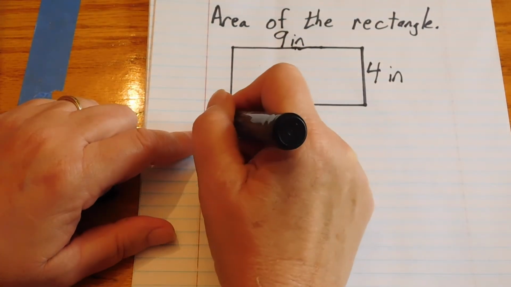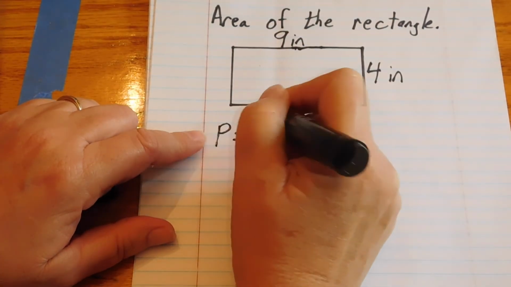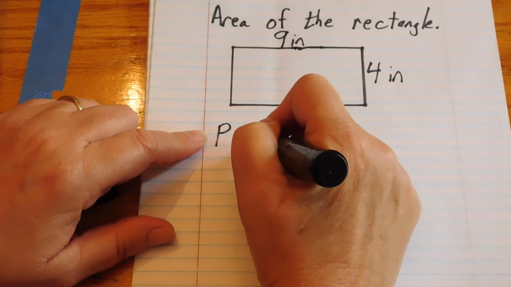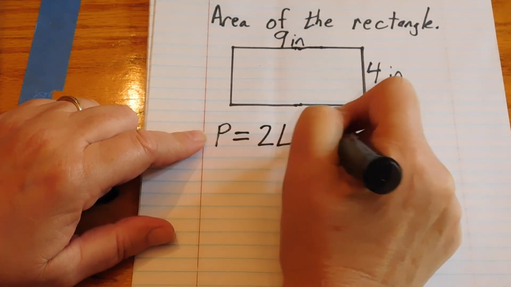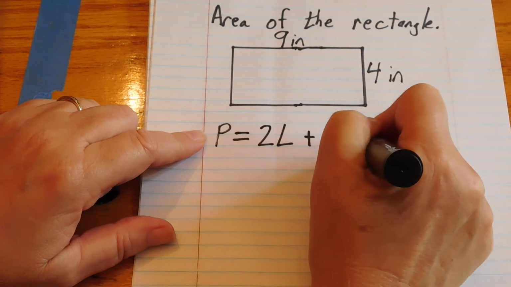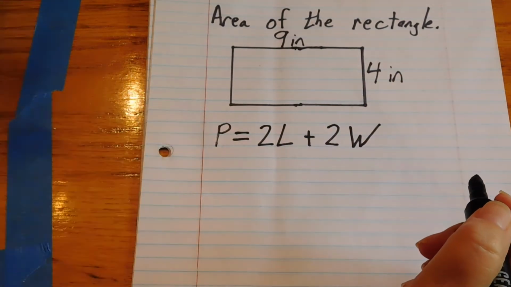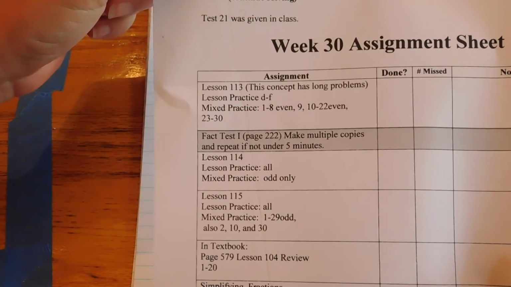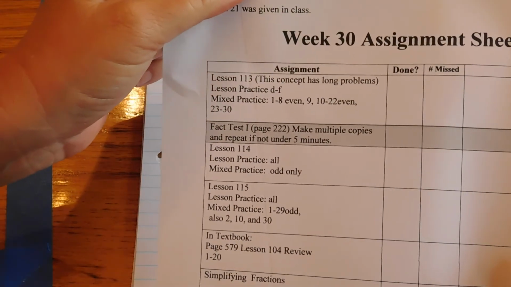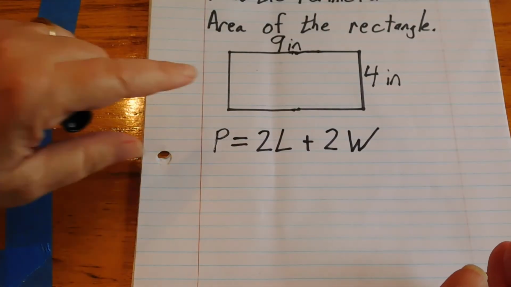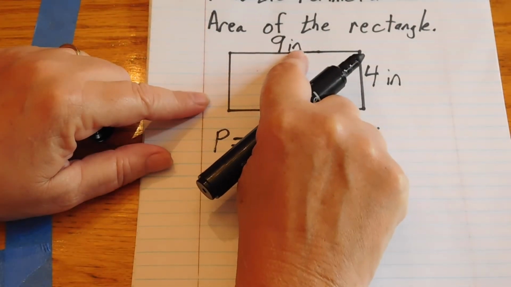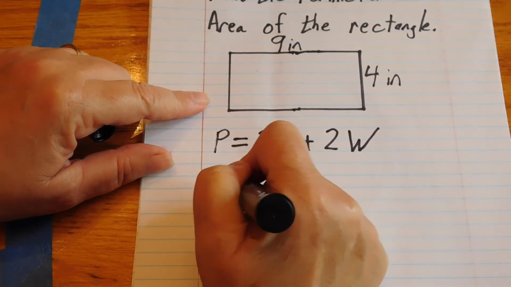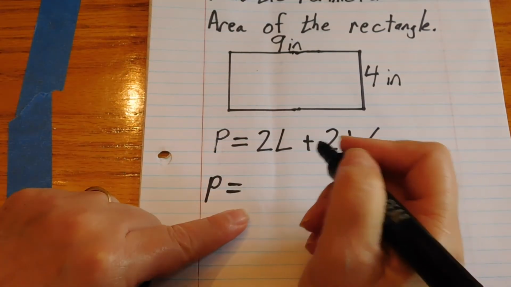Perimeter is always capital P. And we know the formula for a rectangle and perimeter from an earlier lesson is 2L plus 2W. So I copy the formula, and that was line 1. Now I'm going to substitute in the known values including units. I know my length is 9 inches and my width is 4 inches. So I'm going to recopy the P again. That's important because it reminds us that it's perimeter.